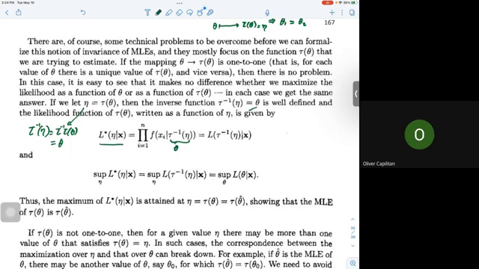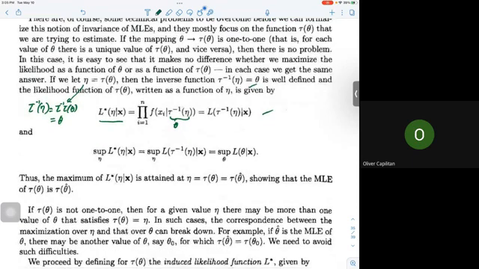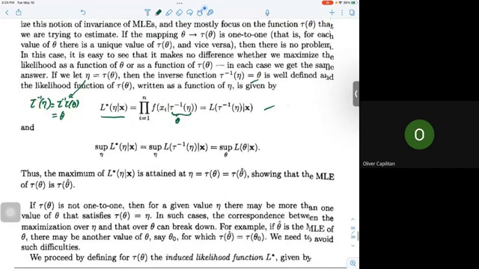Using this fact above, and since tau inverse of eta is equal to theta, that would be equal to the supremum of all the likelihood functions of theta given x over all theta. By the way, this is for the case when tau here is 1 to 1.